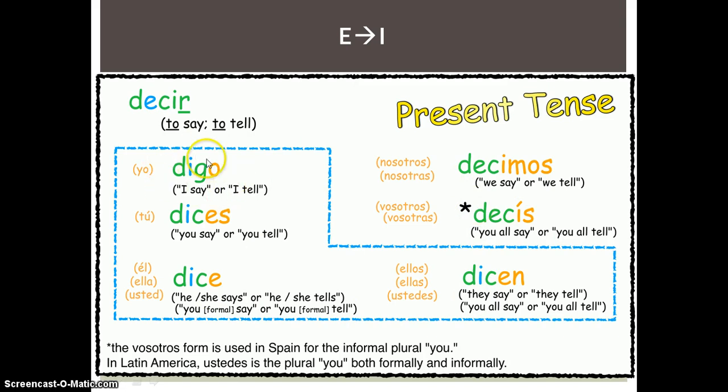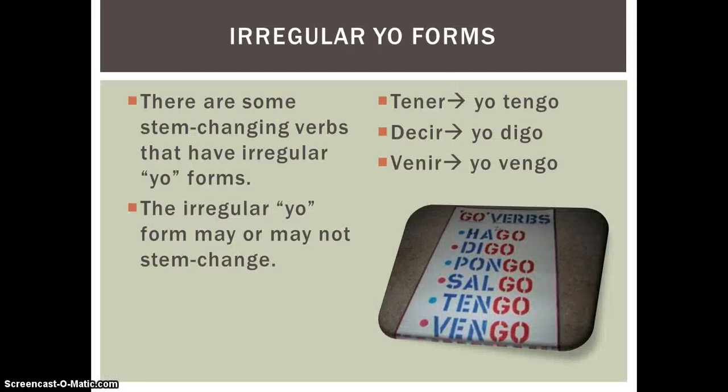And also, notice decir has an irregular yo form. And that still applies. If a verb has an irregular yo form, you stick with that first. It may or may not have the stem change. So that will depend. For example, tener is a stem changing verb, but the yo form is tengo. It's special. Decir is digo. Venir is vengo. So decir has the stem change, but tener and venir do not. So remember, for those go verbs, they might be a stem changer as well.